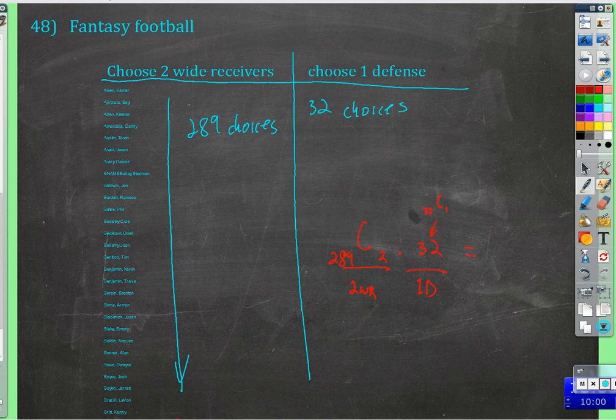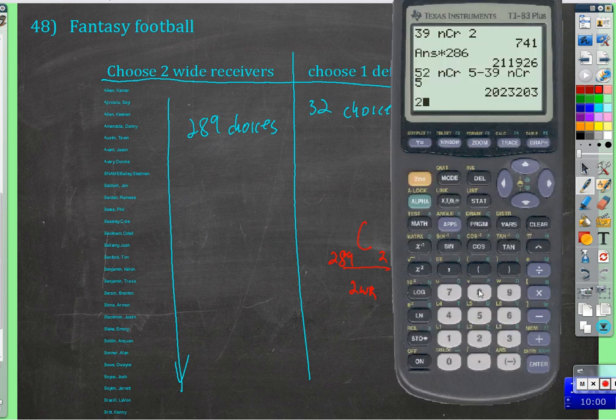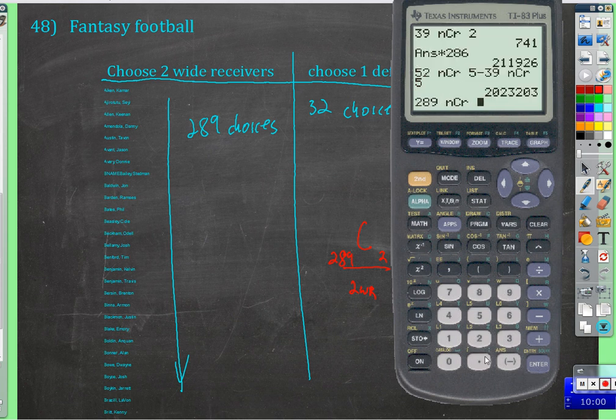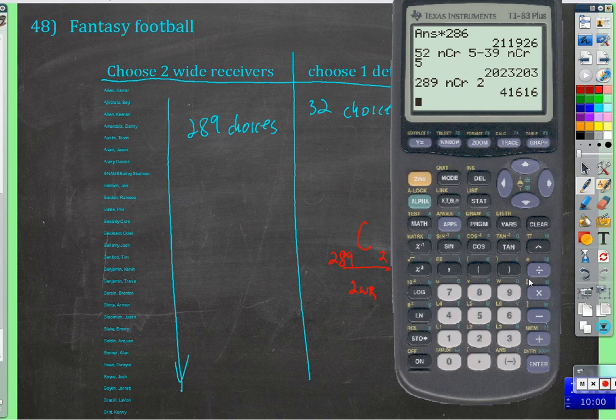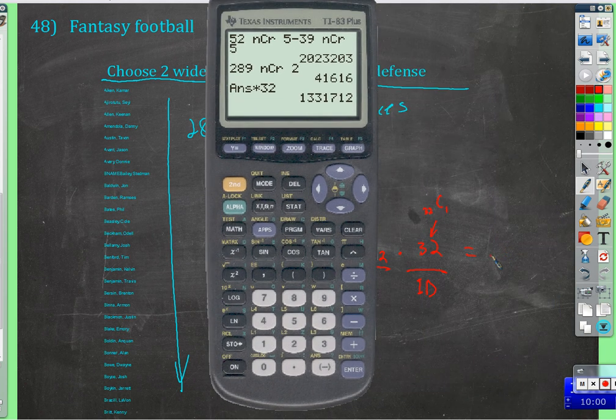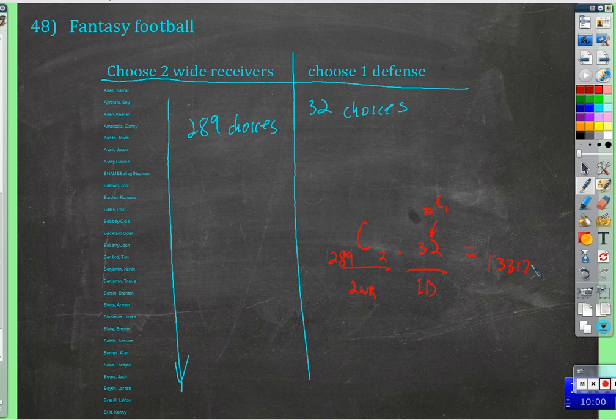All right, so 289, the math button down to nCr, 2. There are 41,616 combinations of two wide receivers out of 289 choices. And we're going to multiply that by 32 because we're going to choose one of 32 defenses. So 1,331,712. There you go, lots of different possibilities.